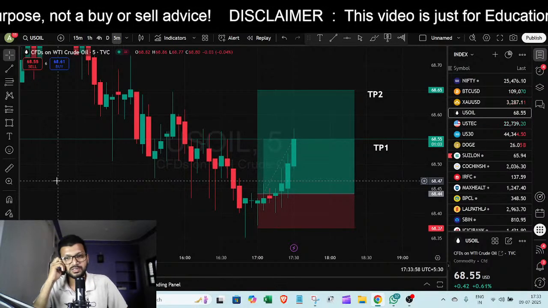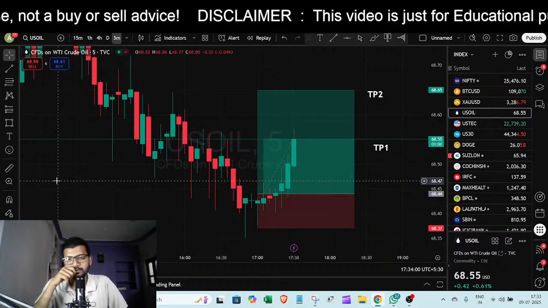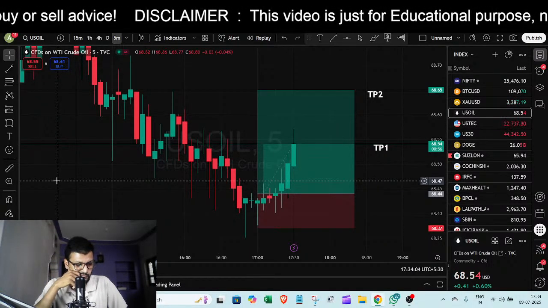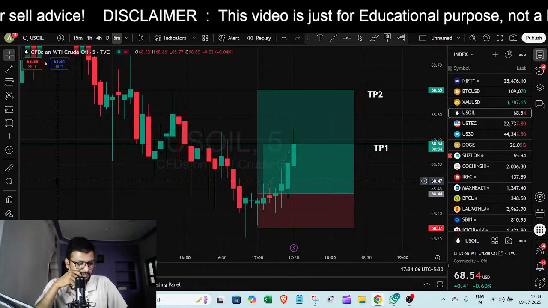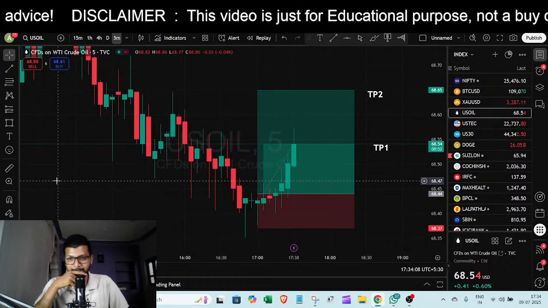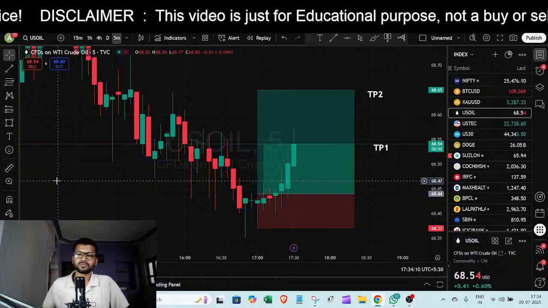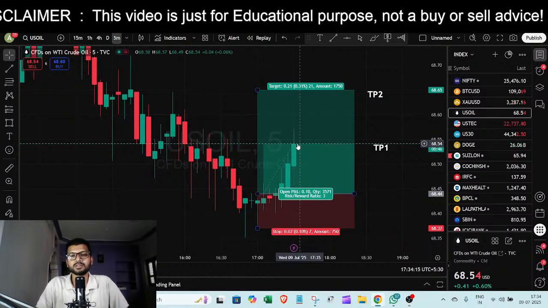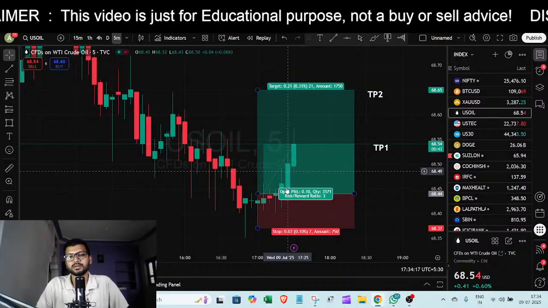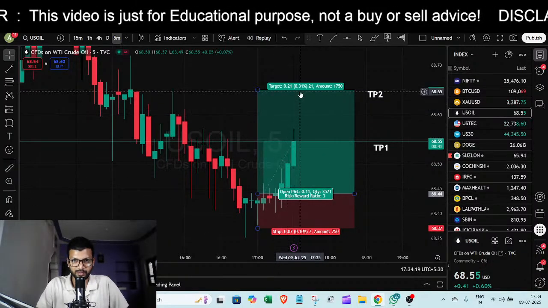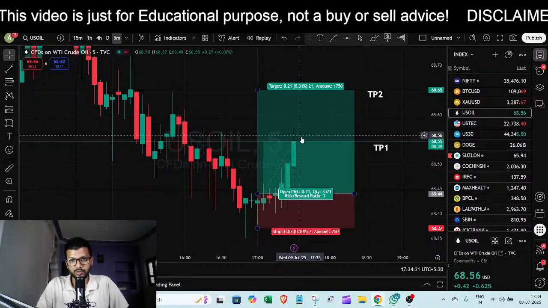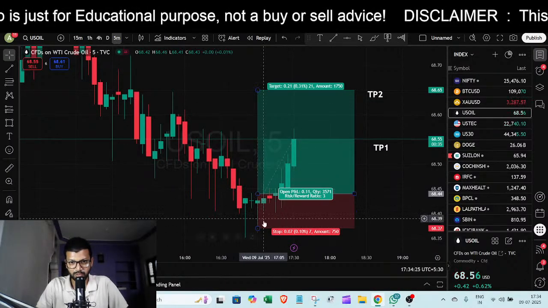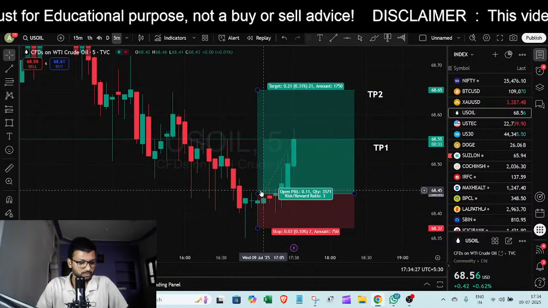Almost our first target is hit, and we are on the way to TP2. If you want to book somewhere here, you can exit your trades, but if you want to hold it for TP2, that is 1:3, almost 1:1.5 achieved. If you want to hold it for 1:3, you can trail your SL to your cost.